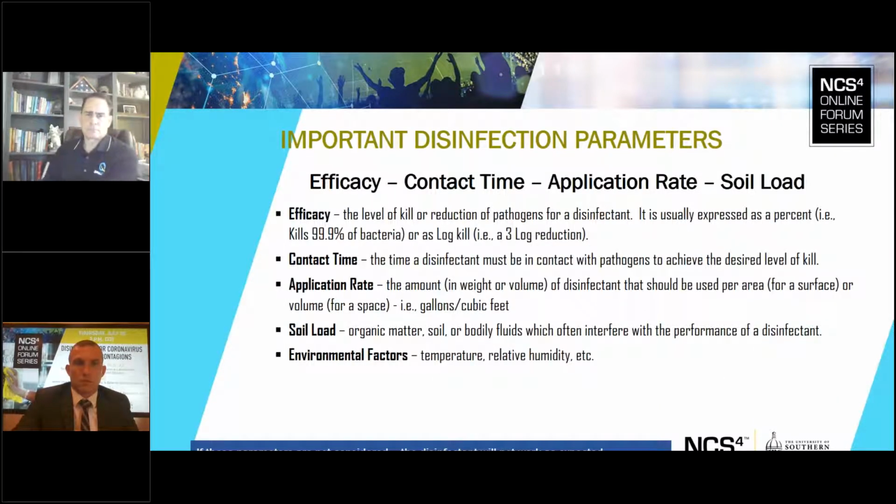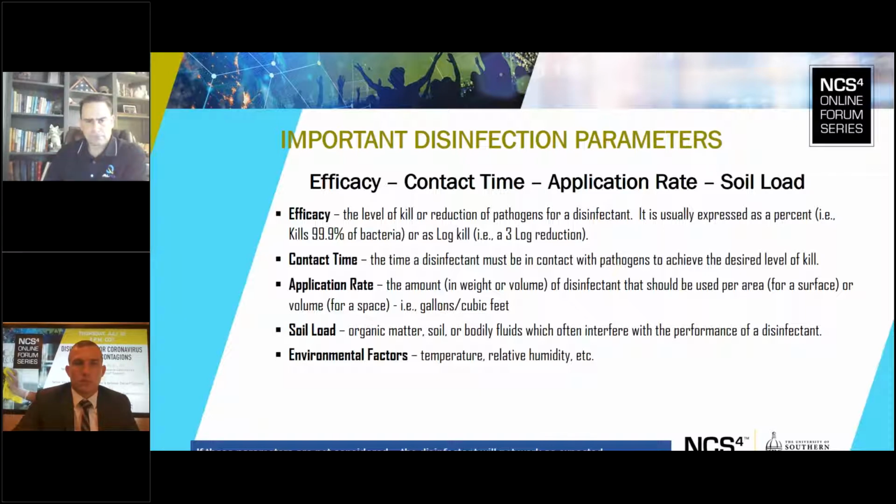So there are some really important parameters or terms when we talk about disinfection, and some of them are shown here: efficacy, contact time, application rate, soil load, and environmental factors. So efficacy is just basically the level of kill of the pathogens for a disinfectant. It's usually expressed as a percent. For example, on many products, you see something like it kills 99.9% of bacteria, or it's expressed as log kill, a 3 log reduction, for example. Now, I know a lot of people probably don't understand what log kill means, and I'm actually going to explain that in the next few slides because it's a really important term for disinfection.